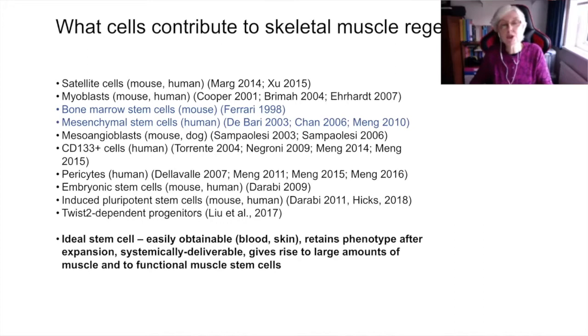We want to make sure that the cells can retain their phenotype after expansion in culture. We also want to make sure that they make muscle after systemic delivery, and that they give rise to large amounts of muscle and also to functional muscle stem cells.